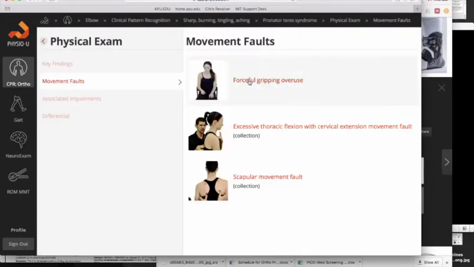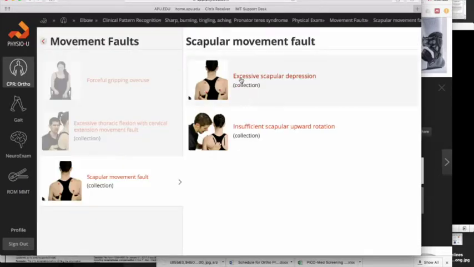When it comes to movement faults, you can see that the key movement faults we put in here are forceful gripping and overuse. There may be a kyphosis, excessive kyphosis, and an excessive cervical extension as a result of that. That's something that you can examine and correct, as well as scapular faults that may be contributing to this upper quarter dysfunction. So you can take a look also. As usual, we have some key scapular faults of scapular depression and insufficient scapular upward rotation. But really, when you look at the scapula, you'll be able to determine that yourself.